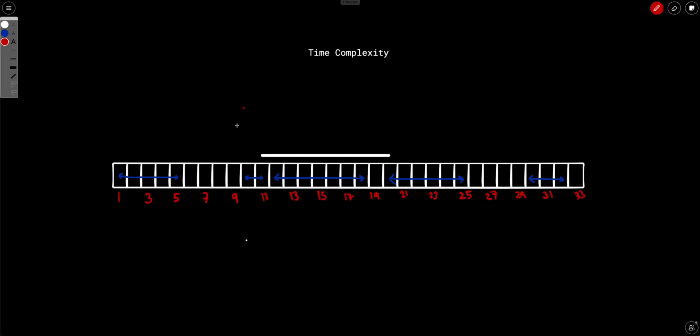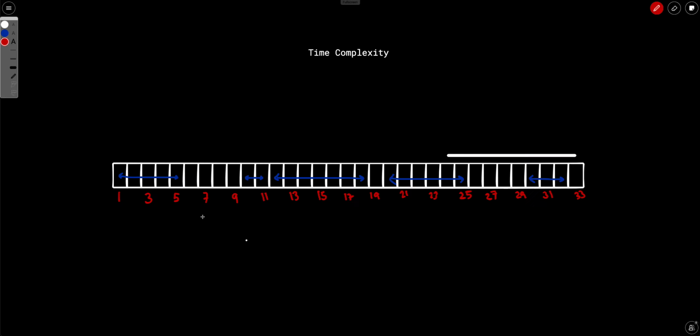What we have said is basically we will try placing the carpet at every possible start position. We will start here, then we will place the carpet here, and then here, and so on and so forth until we reach here. And for each of these positions, we will try to find how many cells are covered.